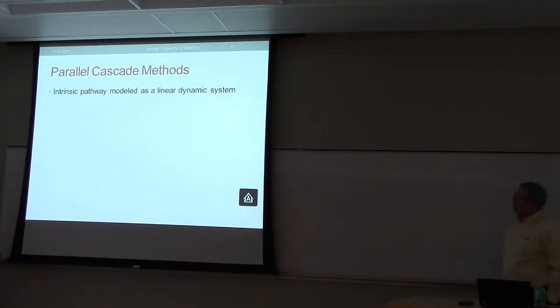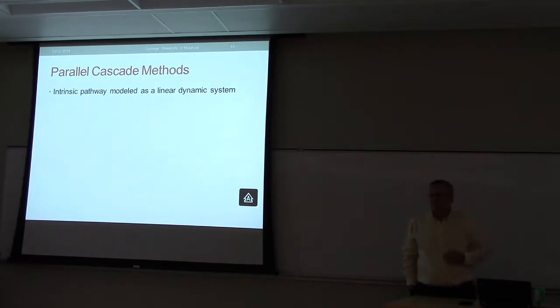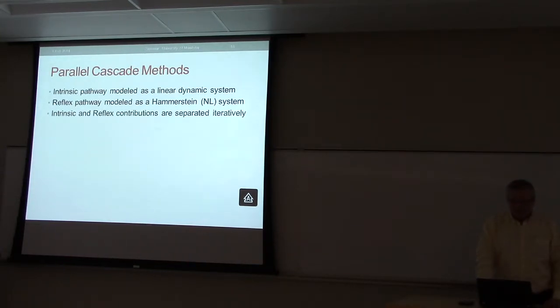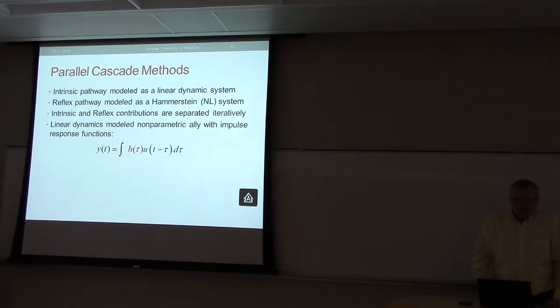So we developed, a number of years ago, a parallel cascade model which allows us to take this data and work out what we think are the intrinsic and the reflex contributions to the torque. We model the intrinsic pathway as linear dynamic. The reflex pathway is a Hammerstein system, which is a system with a static nonlinearity followed by linear dynamics. And then we separate the intrinsic and reflex contributions iteratively.